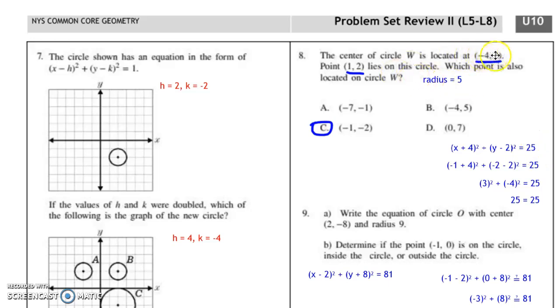The center is (-4, 2), so 4 and -2 go in my equation. And if I want to find a point that's located on circle W, I have to take these points and substitute them into my equation to see which one gives me 25. And it's only letter C. I didn't show you the other substitutions because that's too much work.